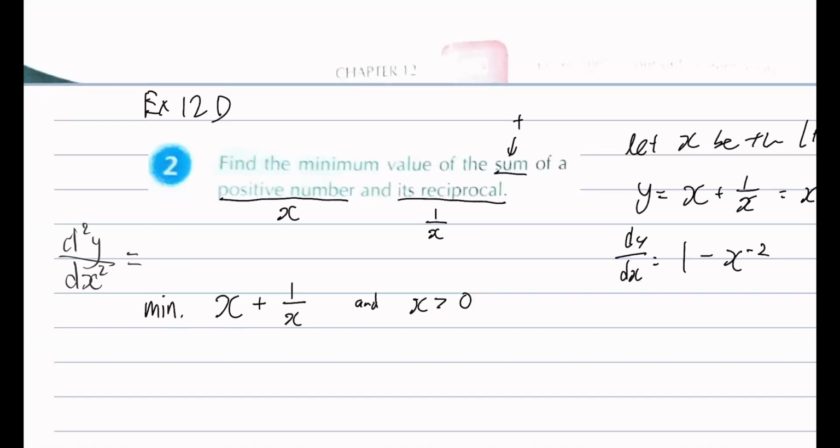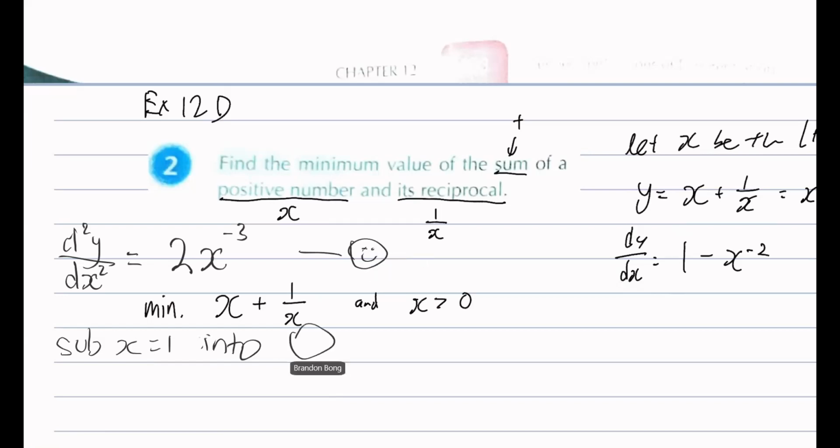Yeah. Then it is 2x minus 3. Yep. Sub x equals 1 into equation, smile. Then you get.